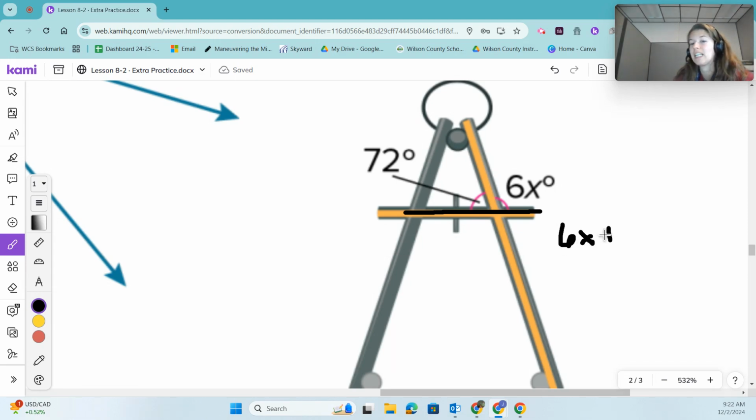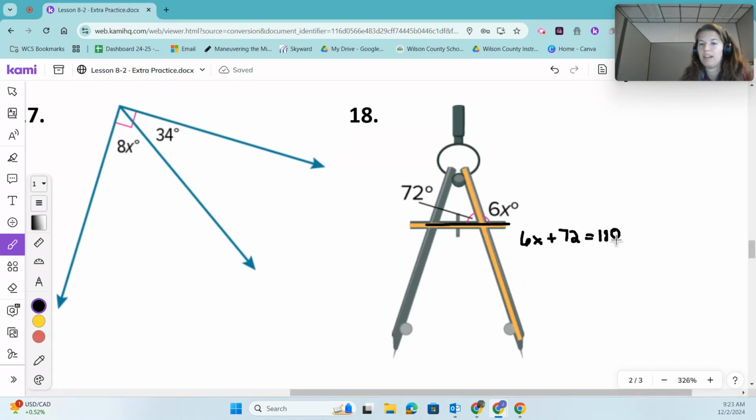So I would have 6x plus 72 equals 180 here. Then I'm going to solve my two-step equation. Because it's on a straight line, I know it's 180 instead of 90. So I subtract 72 from both sides, and I get 6x equals 108. Then I'm going to divide by 6 on both sides, and 108 divided by 6, x equals 18 degrees. x is 18.